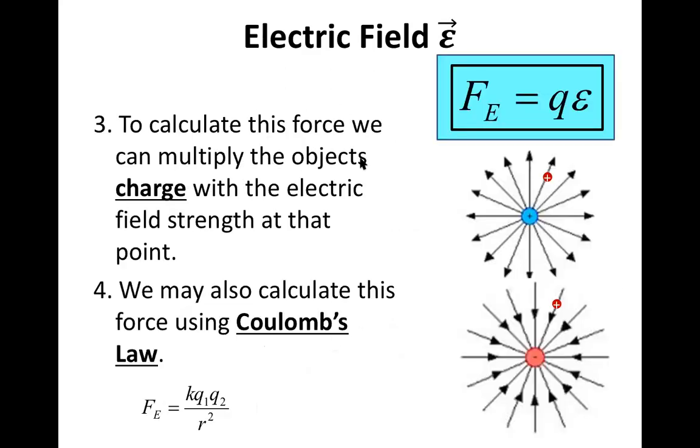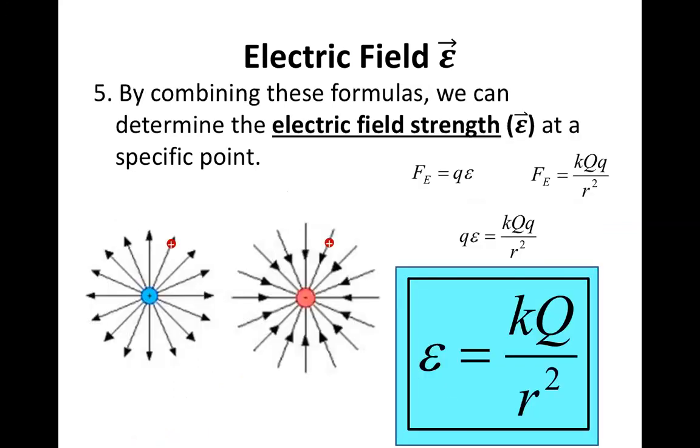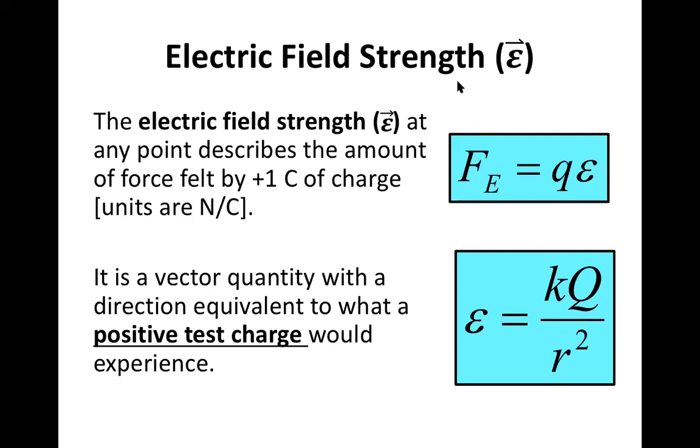To calculate this force, we can multiply the object's charge by the electric field strength. And we may also calculate this force using Coulomb's law. So depending on what you have, if you have epsilon, you can use this equation. If you have the two charges and the distance between them, you can use Coulomb's law. Just like with the gravitational equation for force, I like to use capital Q for the bigger of the two charges, just to avoid confusion with numbering Q1 and Q2. And then the fifth: electric field strength, epsilon.